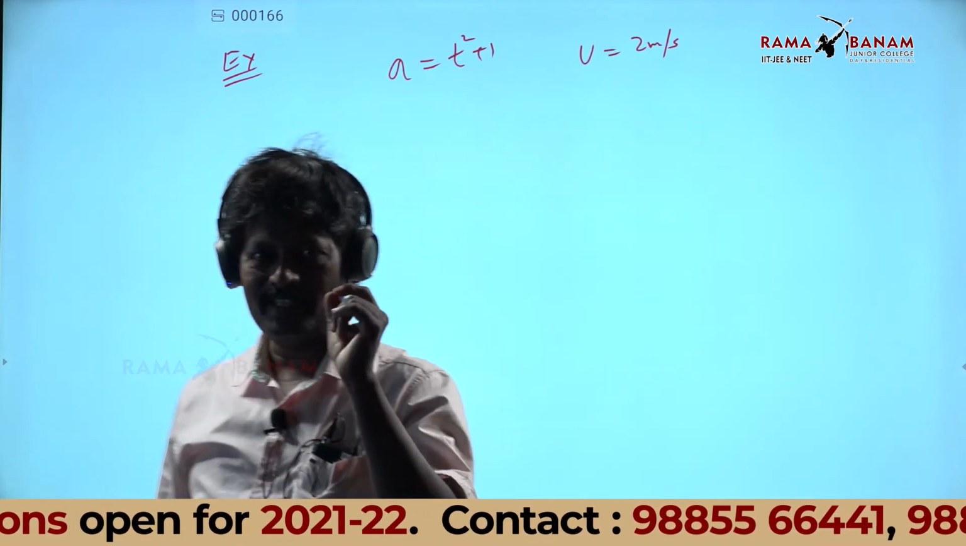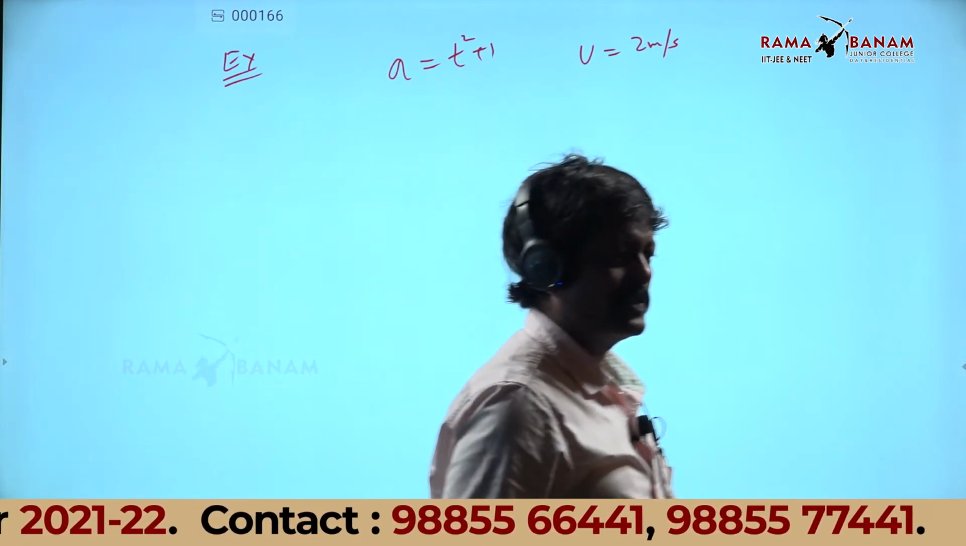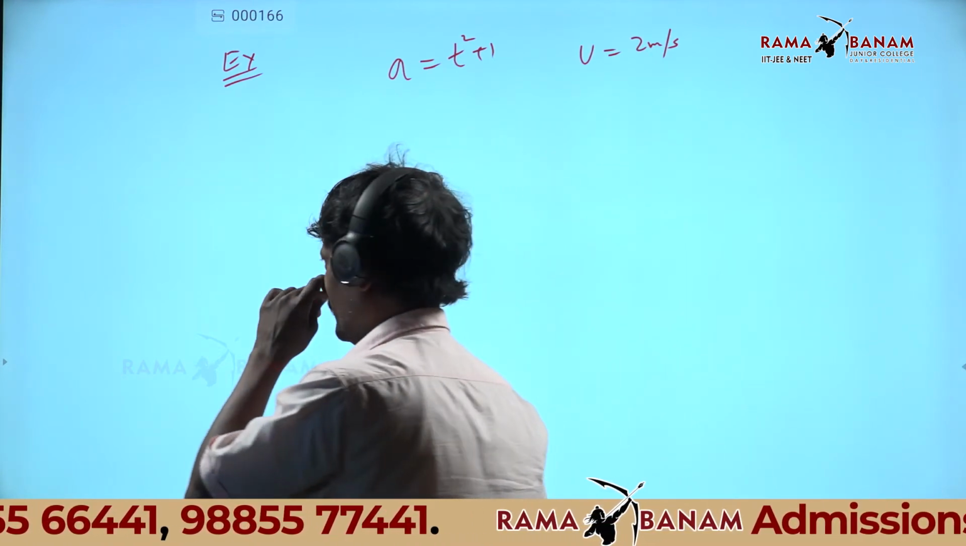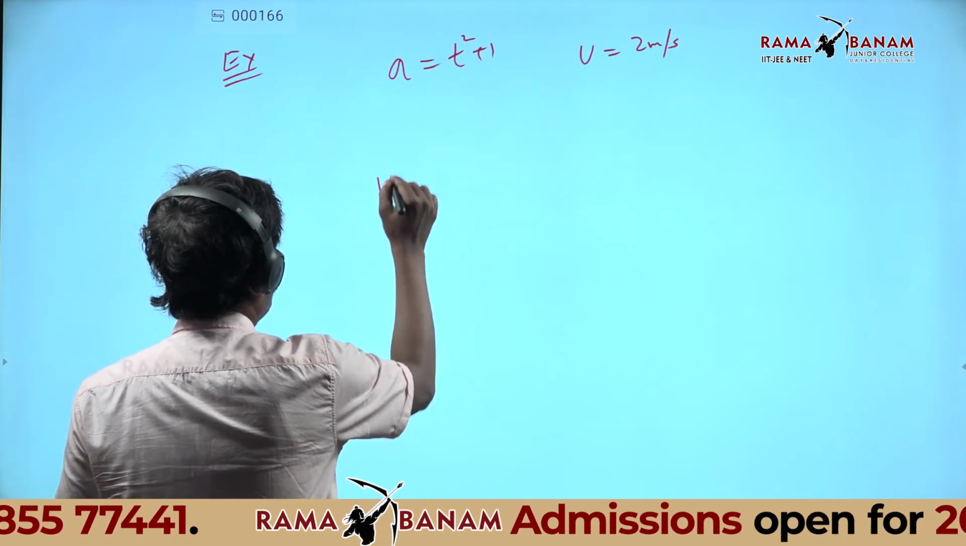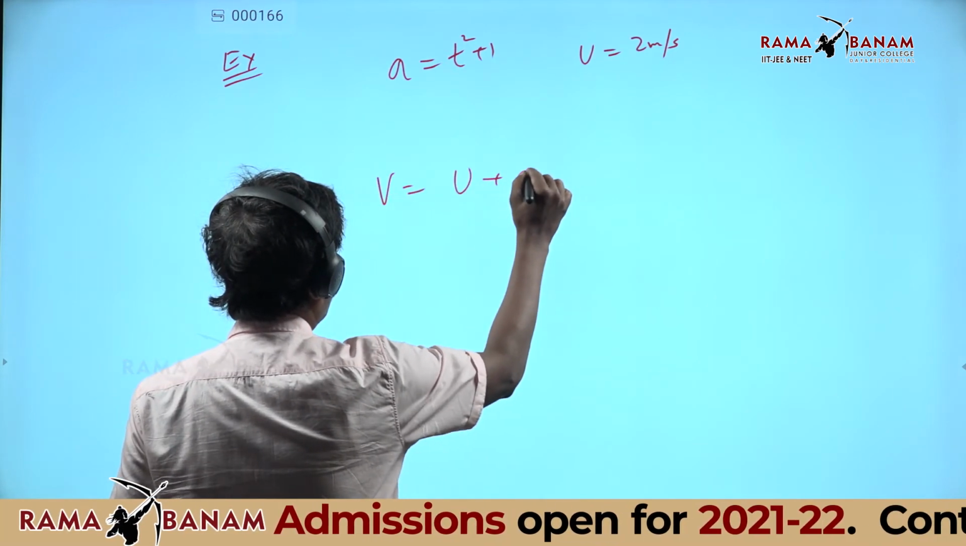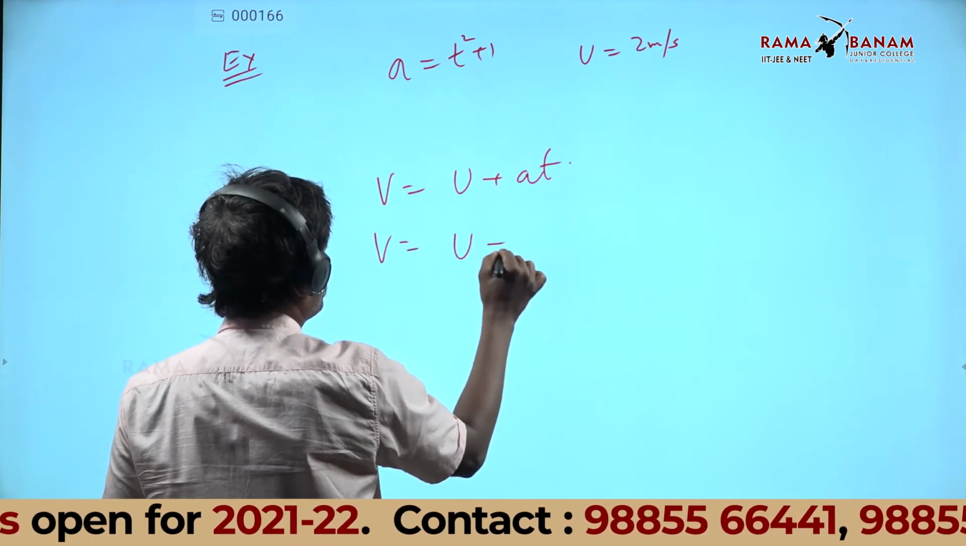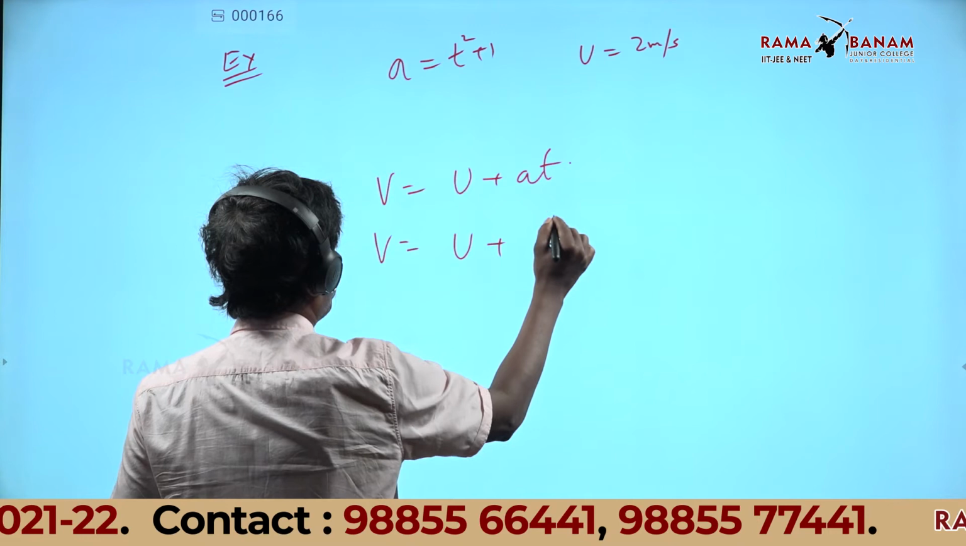First my question is, sir, you are doing all that, why can't we use v equal to u plus at? One boy, what he has done, you know, v equal to u plus at. In the place of a he wrote t square plus 1.